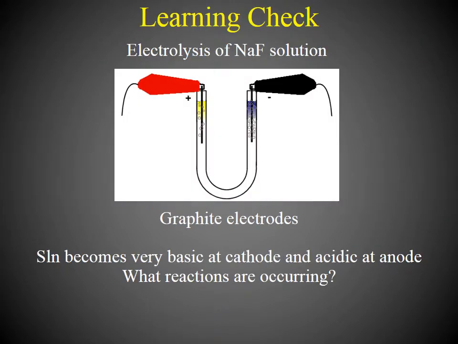Well, let's see what you have learned. Let's see if you can figure out the electrolysis of sodium fluoride. Here's a hint. The solution becomes very basic at the cathode and acidic at the anode as the reaction progresses. So, what reactions are occurring at both electrodes?